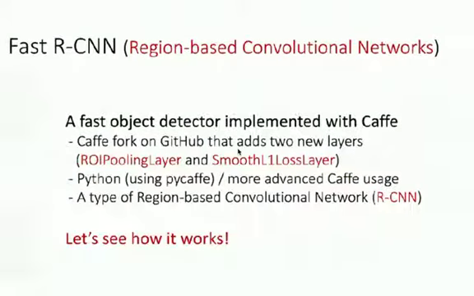What is Fast RCNN? It's a region-based convolutional network, a fast object detector implemented with Caffe, which is available on GitHub. Basically, it has two layers: a region of interest pooling layer and a smooth L1 loss layer, and it's much faster than the traditional convolutional network.